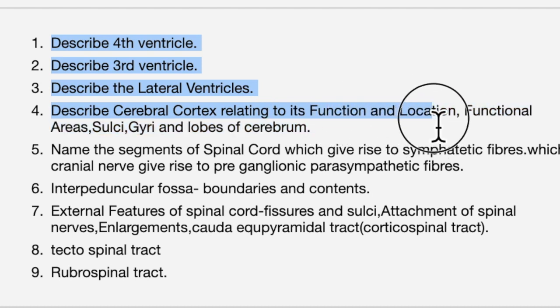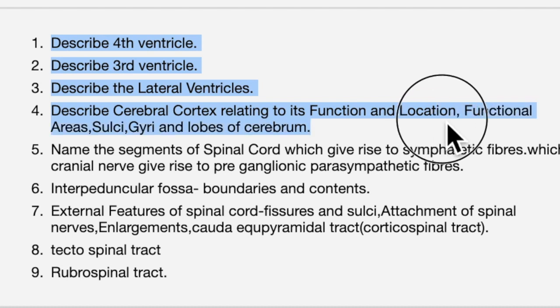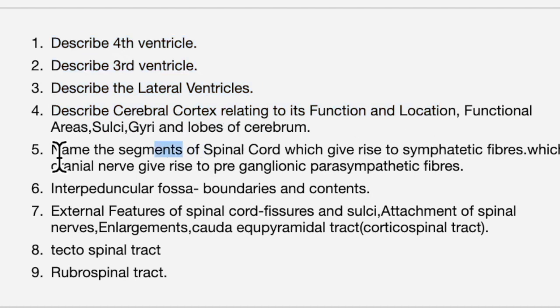First you have to write location and then function and then functional areas and its sulci, gyri and lobes of cerebrum. And 5th question is name the segments of spinal cord which give rise to sympathetic fibers, which cranial nerve give rise to the preganglionic parasympathetic fibers. This question is previously asked question, so don't skip this question. Interpeduncular fossa, this is also previously asked question, its boundaries and contents.